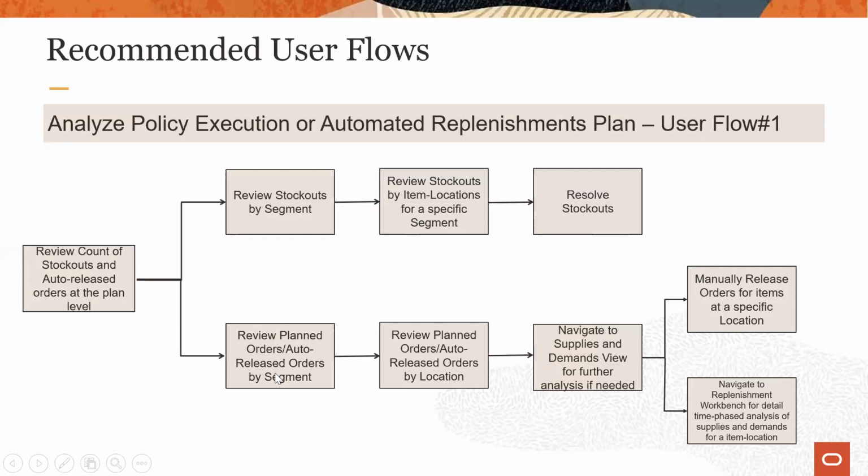You can review the planned orders and auto release orders by segment, and then you can navigate to review these orders at the location level, and from there you can navigate to supplies and demand to do further analysis of these orders which are created by replenishment. If required, from there you can manually release the orders for specific item location, or you can also navigate to replenishment workbench for detailed analysis of these orders and supplies and demand.